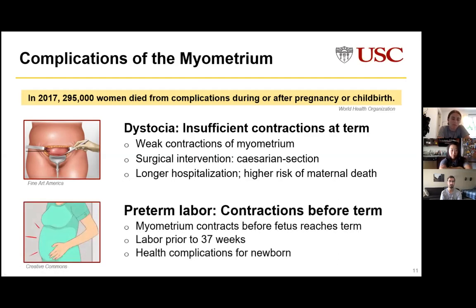Then there's also preterm labor, and that's when there are contractions before full term, and full term is typically defined as 37 weeks. This can lead to health complications for the newborn, like it's possible that their lungs aren't fully developed, and so we try to prevent that to improve the outcomes for the child.